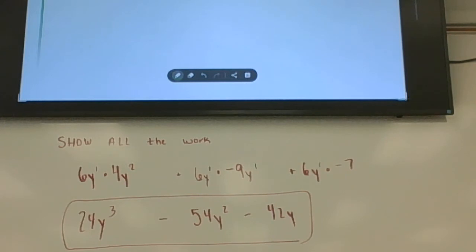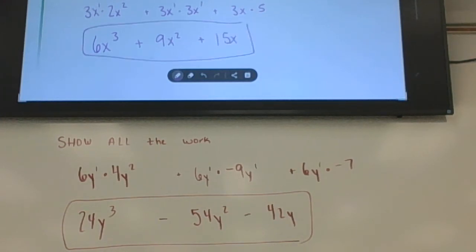Alright, so showing all the work, I would show 3x times 2x squared. Maybe I'll even put a 1 next to the 3x. And I would show 3x times 3x. And I would show 3x times 5. Distributing into all three terms in the polynomial. 6x to the third, 9x squared, 15x.